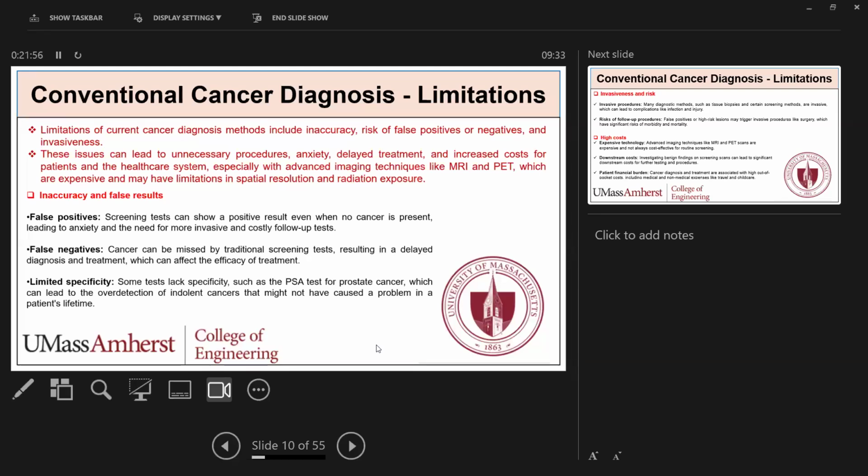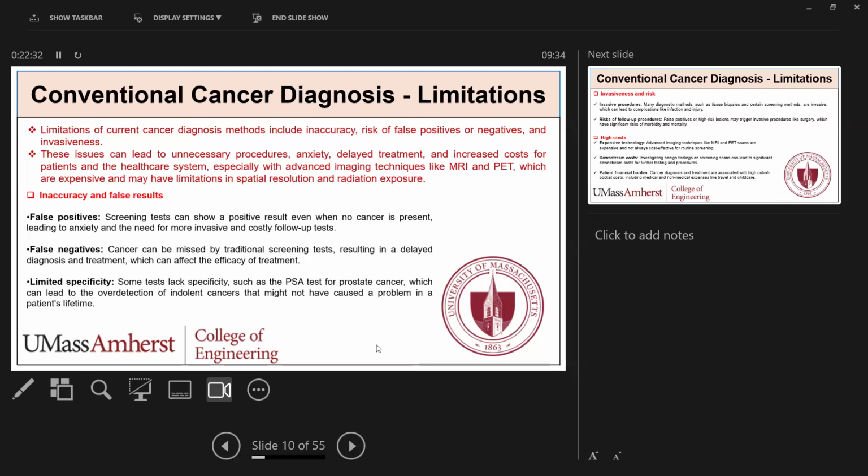and this leads to unnecessary procedures and anxiety, delayed treatment, cost to the healthcare system, with advanced imaging techniques like MRI, PET, which are expensive and have many limitations, right? And it can also lead to inaccuracy and false results, false positive results, where the screening test can show a positive result when no cancer is present, right? Leading to anxiety and the need for invasive or costly follow-up tests.